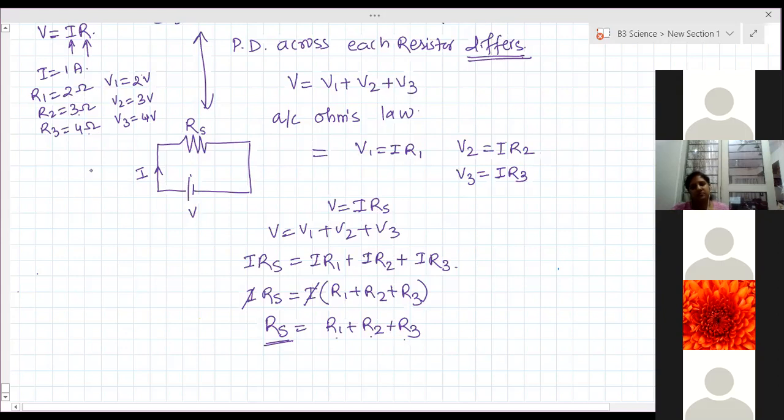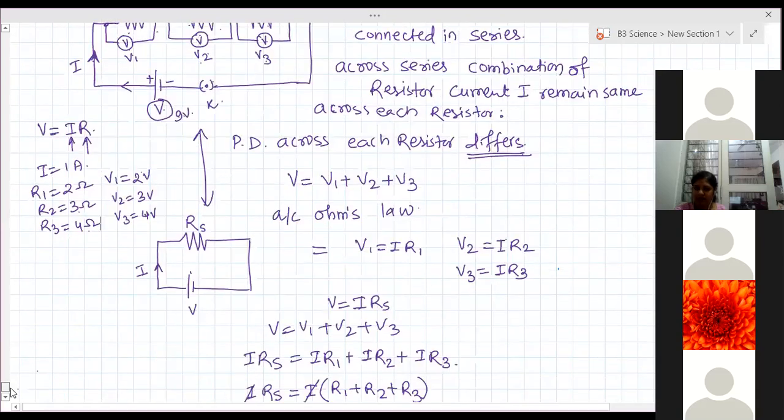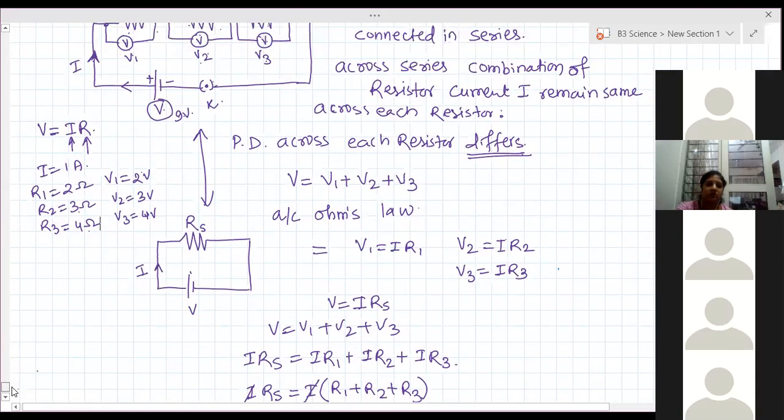2 ohm plus 3 ohm plus 4 ohm. So that is equal to 9 ohm. So they provide 9 ohm resistance altogether. Clear? Do we remember this whole thing, the derivation? Clear? Able to understand?